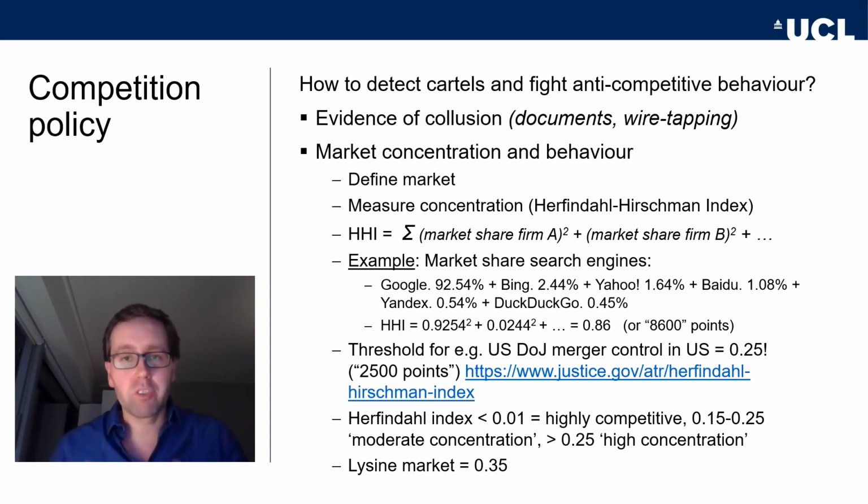And once you have identified the market and have identified that there's concentration, you can of course look at the behavior of companies and try to get to the point above, to finding evidence of collusion, for example, through documents or wiretapping.